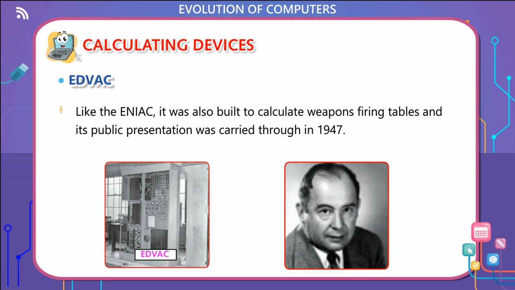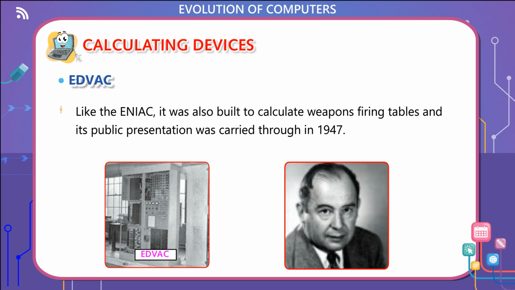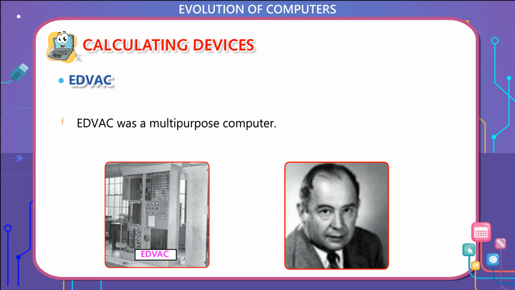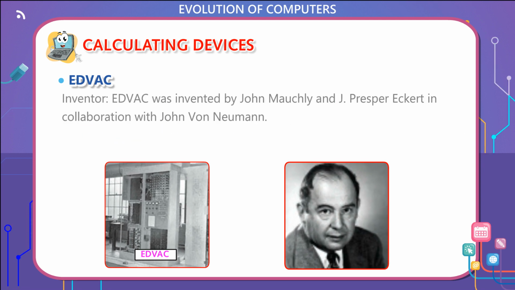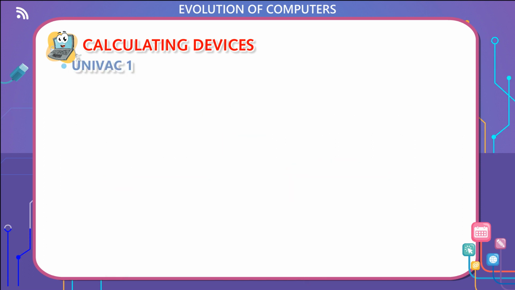Like the ENIAC, it was also built to calculate weapons firing tables, and its public presentation was carried through in 1947. It considered a tube of mercury in which an electronic pulse could be bounced back and forth to retrieve the binary state devices for storing zeros and ones. EDVAC was a multi-purpose computer. Inventor. EDVAC was invented by John Mauchly and J. Presper Eckert in collaboration with John von Neumann.